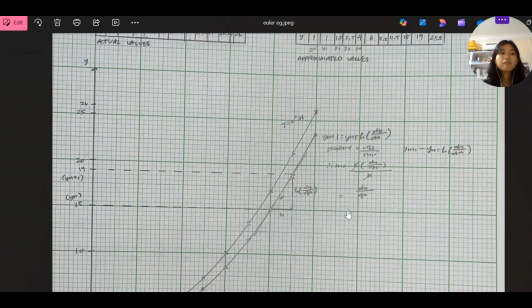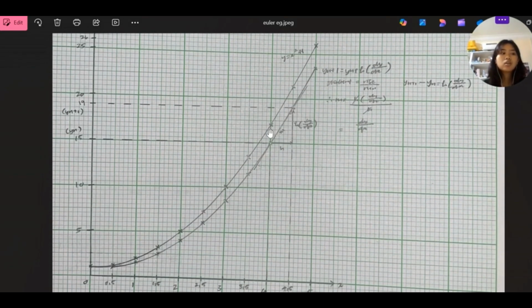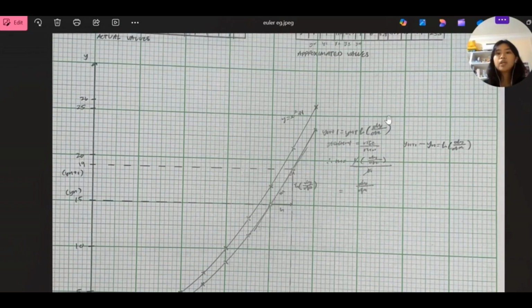Moving on to the graph, I selected these 2 points as an example. Firstly, you can see that the difference between my x values of these points is my step size, 0.5. Secondly, if I break down the Euler formula, you can see that if I take y_{n+1} minus y_n, it will be equal to h times dy/dx. So you can see this in my graph. The difference between this point, 19 and 15, is this, h times dy/dx.